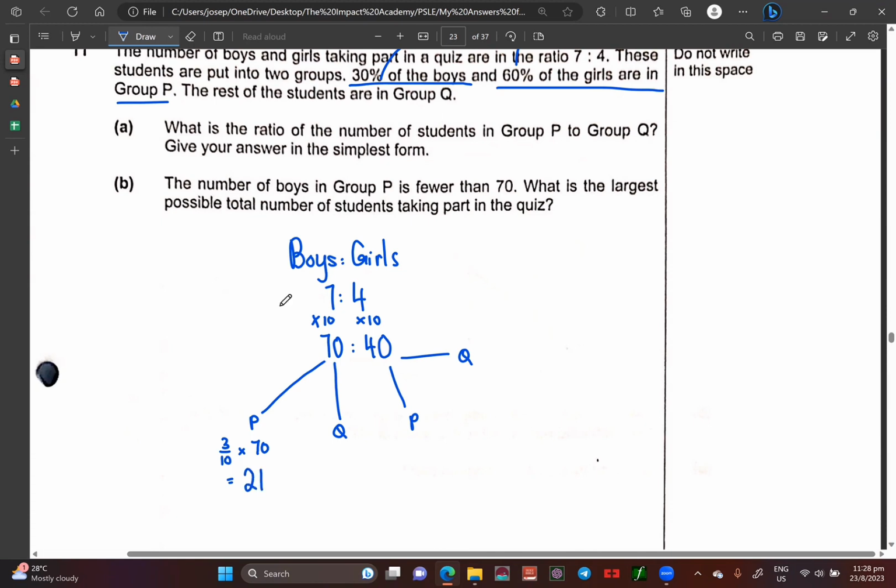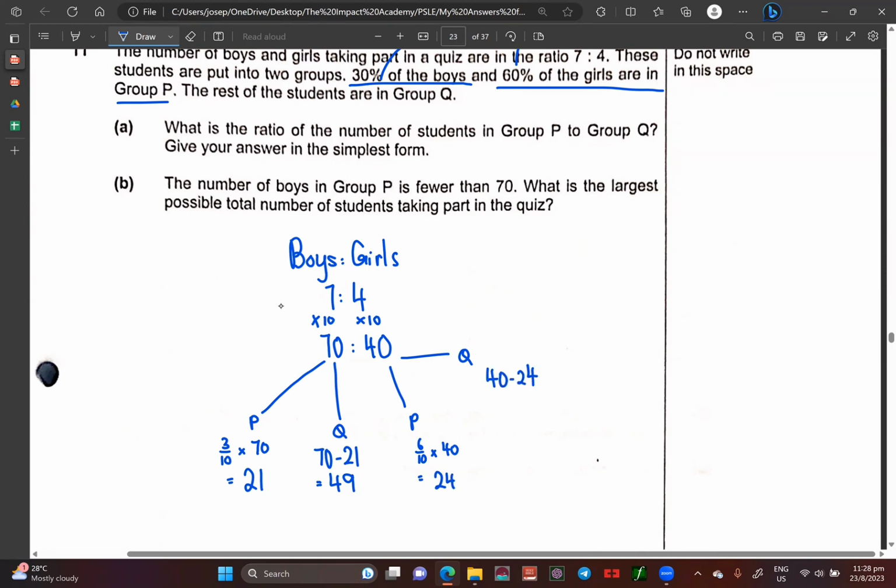And then for group Q, it will be 70 minus 21. Isn't it true? Because if 21 of them are in group P, isn't it true that the hidden information has to be 70 minus 21? Okay, so you can do that first, and you get an answer of 49 in group Q. So do the same thing for the girls. It says 60% of the girls, so we have to do 6/10 times 40. We get an answer of 24. So do the same thing. The hidden information will be 40 minus 24.